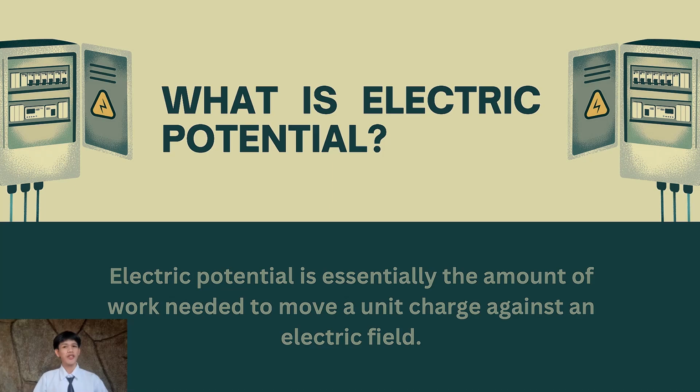Just like how we measure the height of a hill before climbing, electric potential helps us understand the height or depth of an electric field. So it's like the electric height that a charge has to overcome or fall through. It is also important to note that the unit of electric potential is the volt, denoted as capital V.